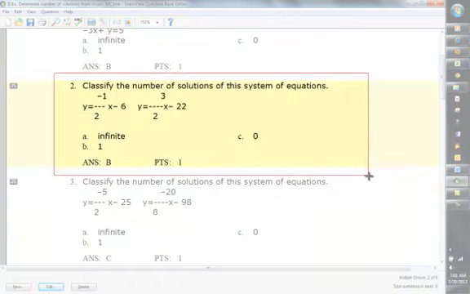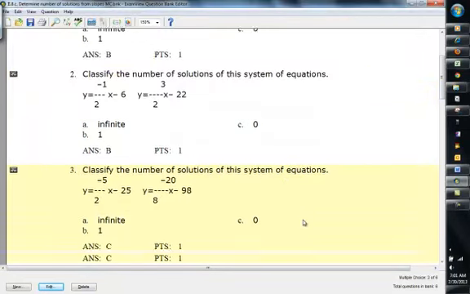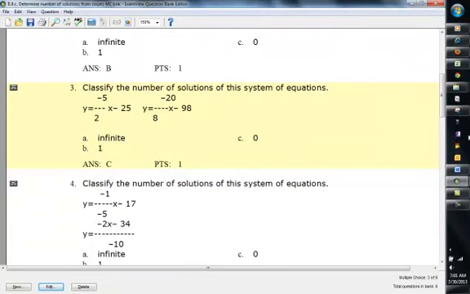Classify the number of solutions in this instance. Well, the slope of the first one is negative 1/2. Remember, if it's in the slope-intercept form, it's just the coefficient. And in the second case, it's 3/2. Those have different slopes, and so they would have one solution. Next one.